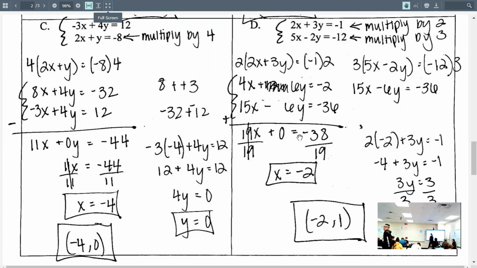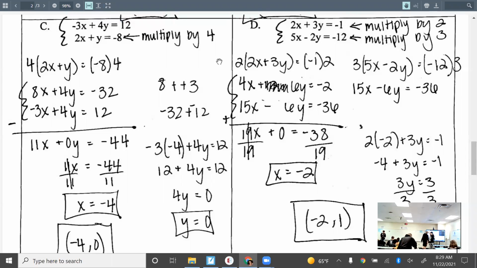Any questions? All right, so complete your practice at home. It's only 5 problems. Try to get it done before tomorrow, so that way you're ready for your exit ticket.